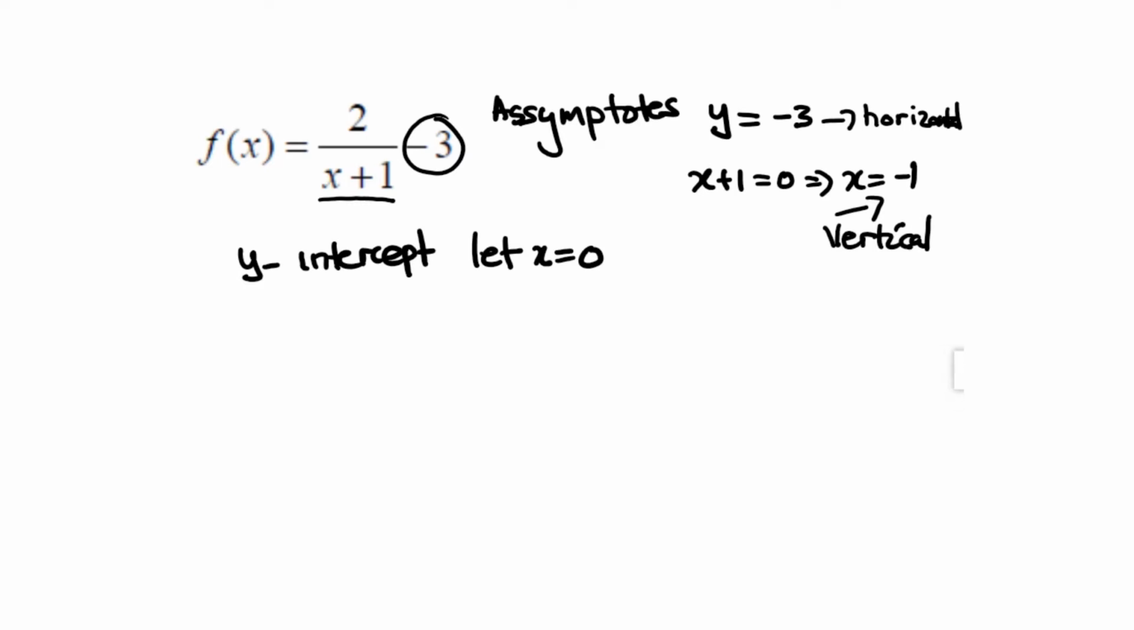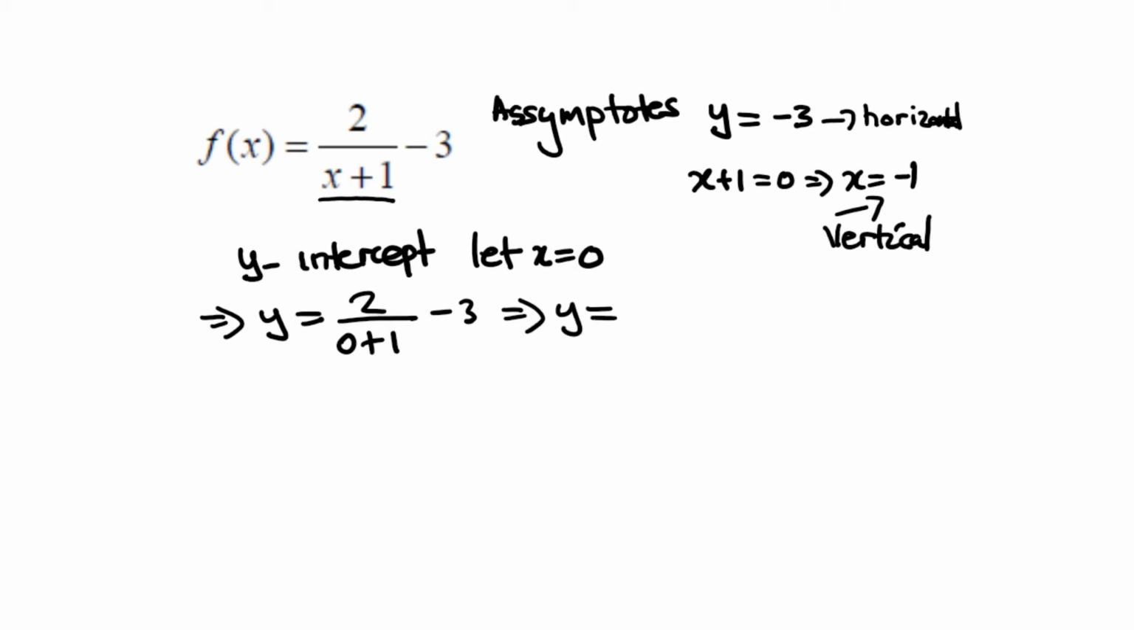This now implies that our y will be equal to 2 over 0 plus 1 minus 3. What you are doing is basically substituting into the original function. So we are saying your y is equal to 2 minus 3, which implies that y is minus 1. So our y-intercept is given by x is 0 and y is minus 1. This is also a very important aspect of our work.